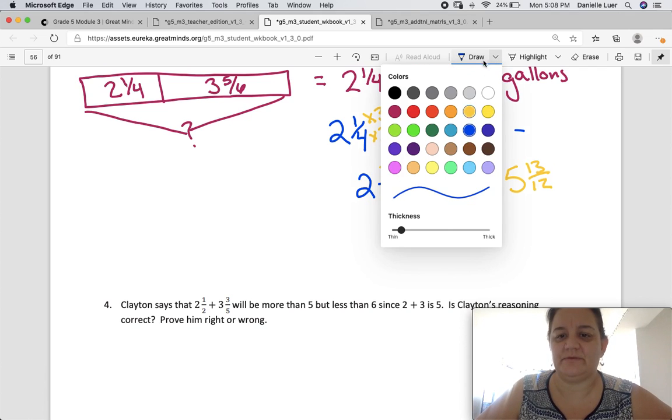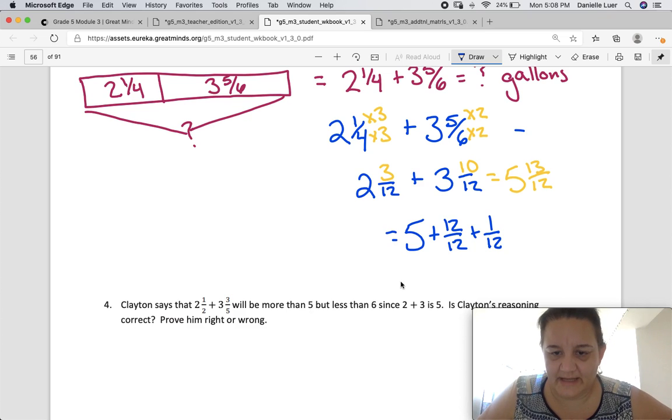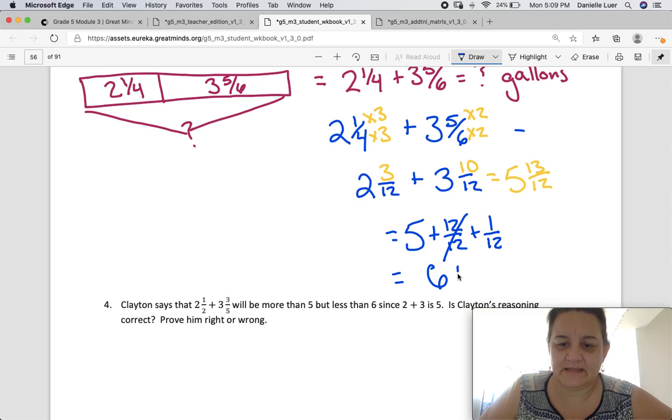I go back to blue. 5 plus 12/12 plus 1/12, because 12 plus 1 is 13. Now I can just rewrite that as, I'm going to make that into a 1, right? And call that 6 and 1/12 gallons.